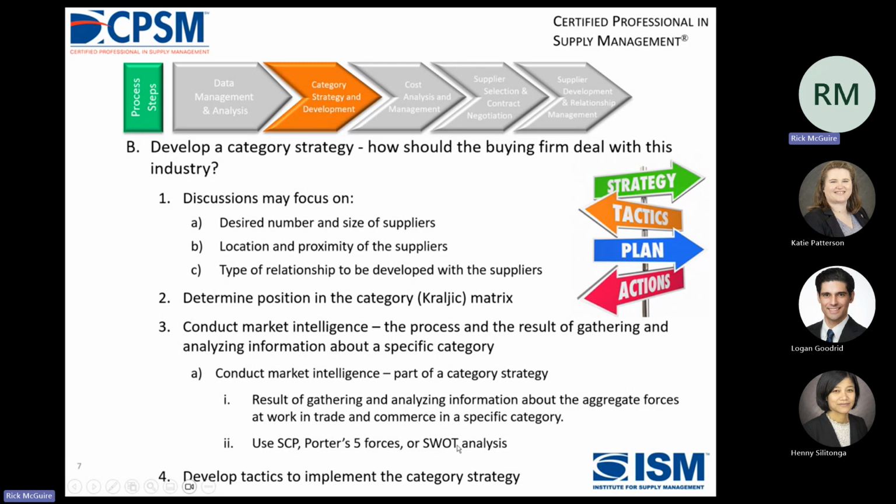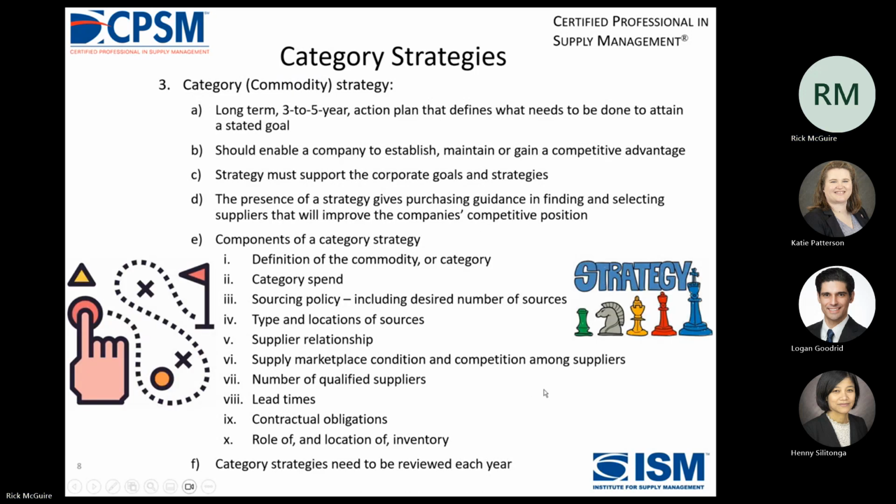Strengths, weaknesses, opportunities, threats. So develop tactics to implement the category strategy. You come up with your sourcing strategy, and then you develop tactics to implement it. The category strategy is usually a 3 to 5 year action plan that defines what needs to be done to attain a stated goal. So what is your goal for your commodity? What is it you're trying to do over the next 3 to 5 years?